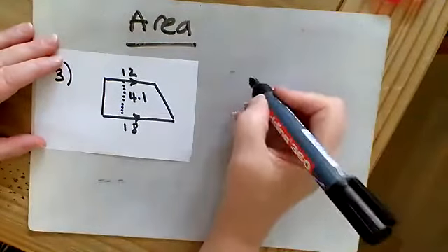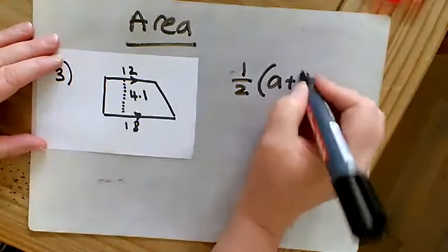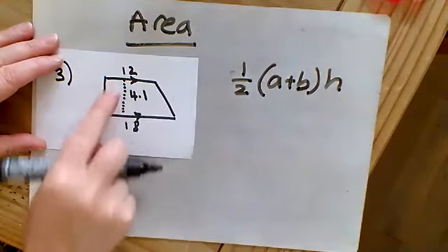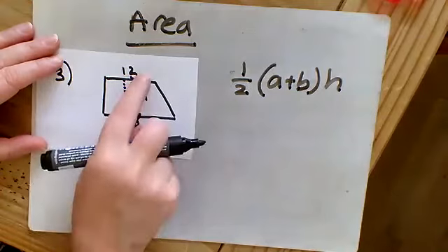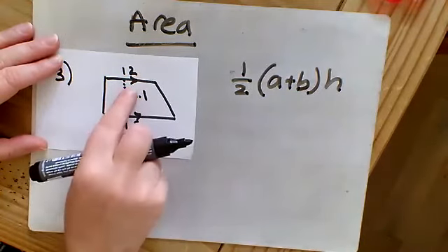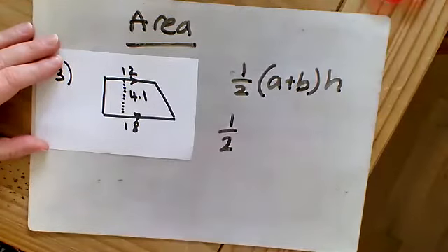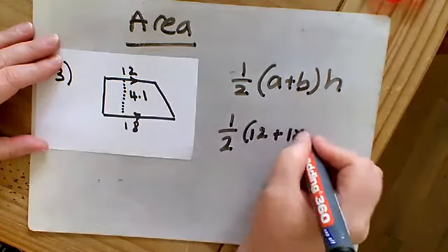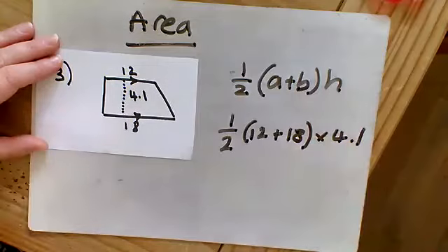The formula we need here is half the sum of the parallel sides times the height between them, or the distance between them. Again, it's the perpendicular distance between A and B, which are our parallel sides. I know these are the parallel sides because they've got the little arrow markings on them. So again, I'm going to substitute into my formula. So it's a half of 12 plus 18, and then I would multiply that by 4.1. I'd multiply it by the distance between them.